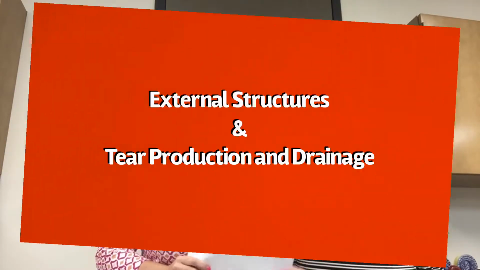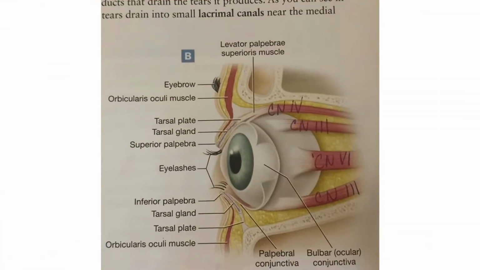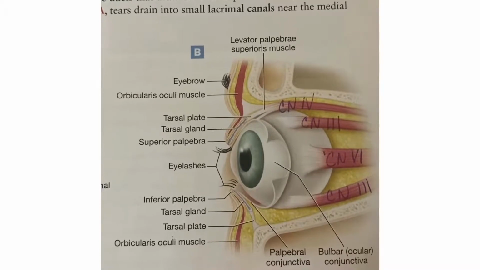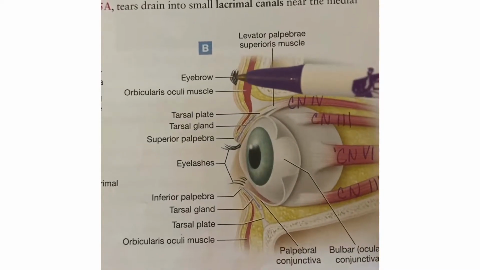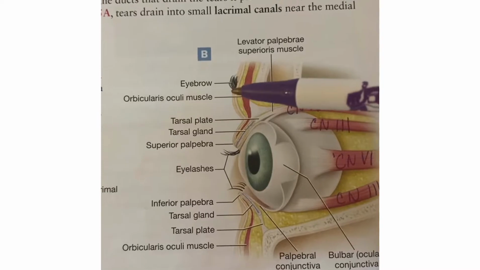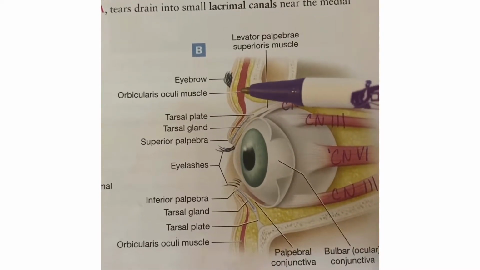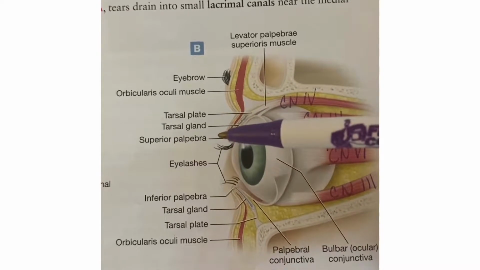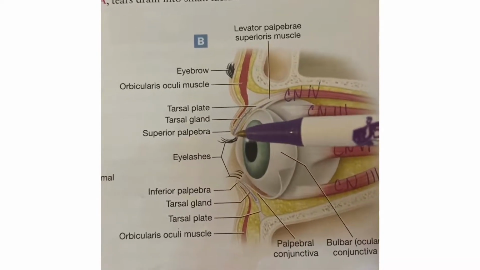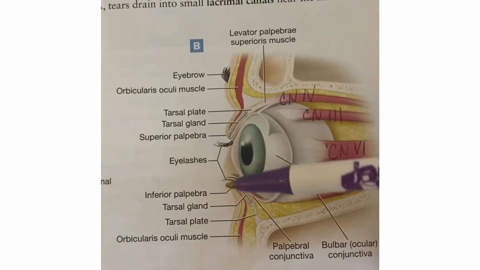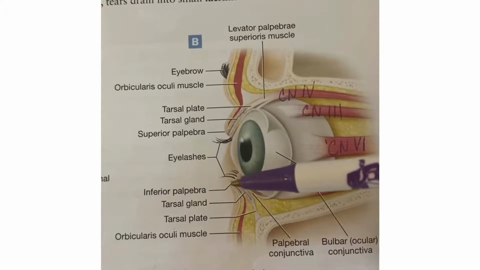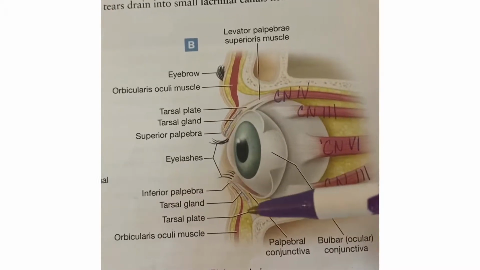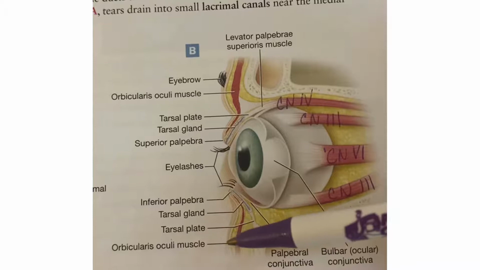So let's get started. In this lateral view of the anterior eye, we see several structures. We can start with the eyebrow, which is above the eye, the orbicularis oculi muscle, the tarsal plate, the tarsal gland, the superior palpebra, which is the upper eyelid. Here are the eyelashes, and then the inferior palpebra, which is the lower eyelid, the tarsal gland and plate again, and the orbicularis oculi muscle.